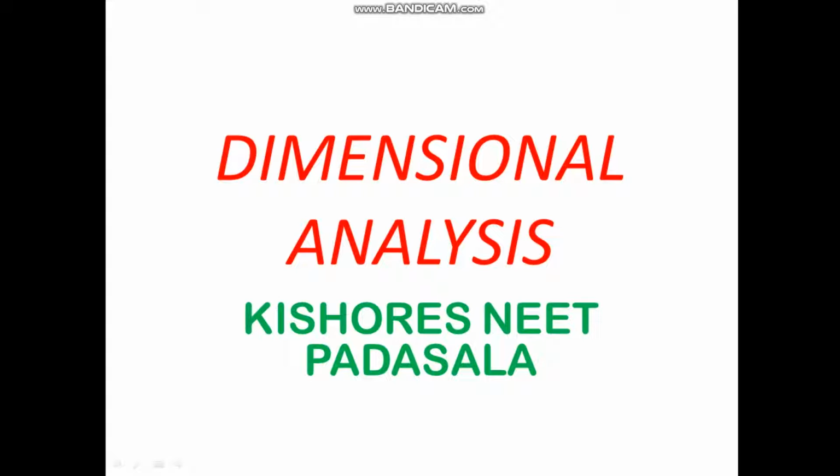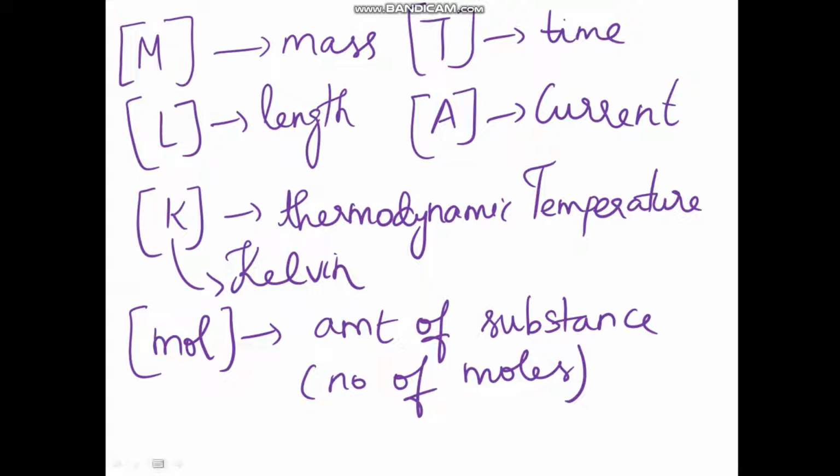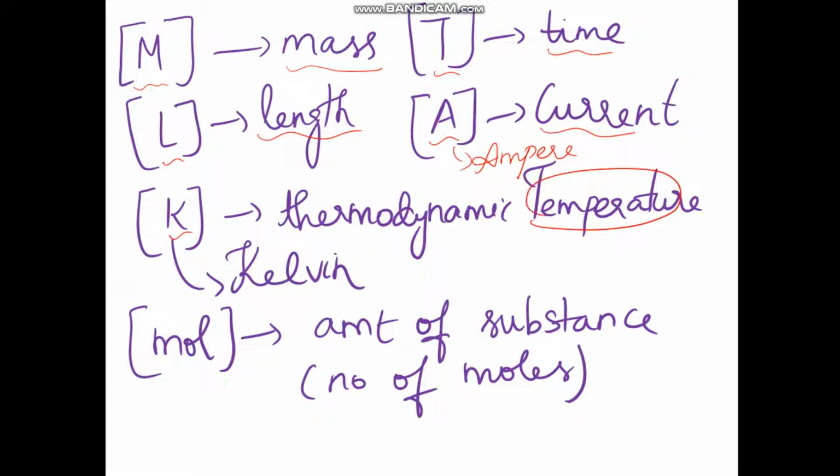In this video lecture, we will see the concept of dimensional analysis in detail. In dimensional analysis, we are using M for indicating mass, L for indicating length, T for indicating time, and A for indicating current. A is nothing but the unit of current, which is ampere. Next, K for indicating temperature. Here K is nothing but Kelvin, and mole for indicating the amount of substance, number of moles. And remember that we must always enclose it in brackets.